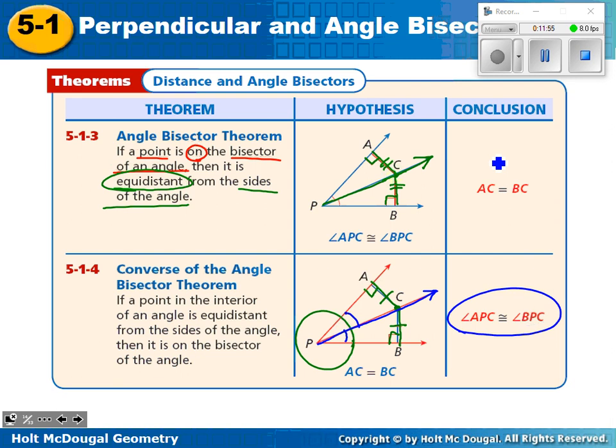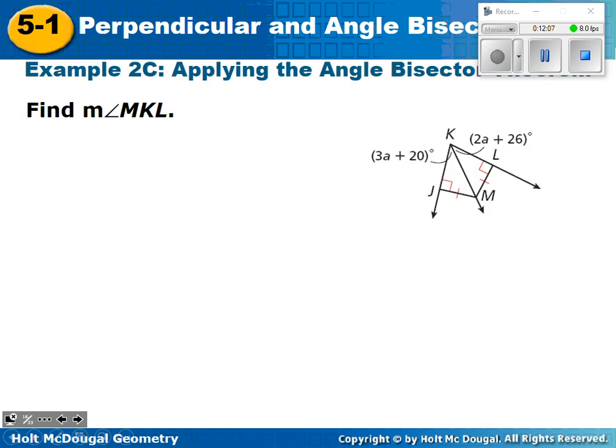And again, the way I remember which one's the theorem and which one's the converse is the theorems give you the name. They give you that it's an angle bisector. They give you that it's a perpendicular bisector. Okay, the converse is trying to conclude that they are. Any questions? Okay, look at an example.